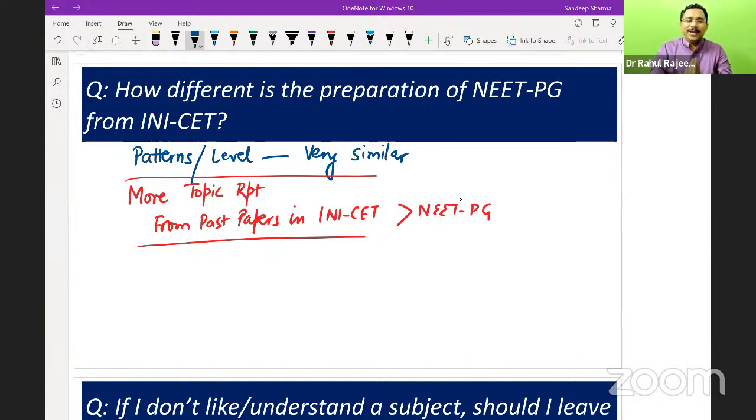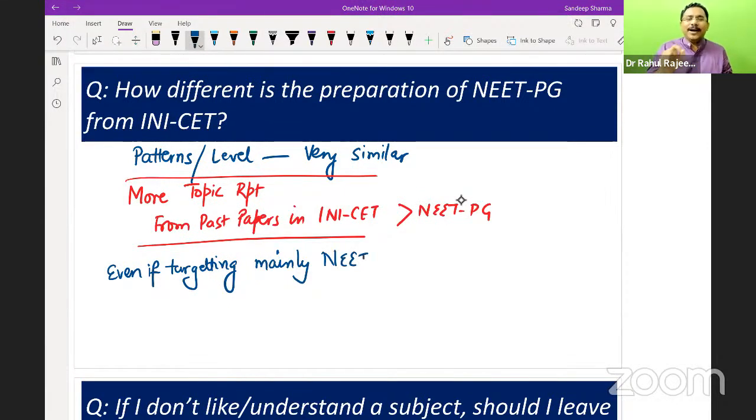But I think it's very important for every student to go through the last 3 years' question papers. Don't just start learning the last 10 years' question papers. Just take the last 3 years' question papers and see the pattern of questions. This will give you an overall idea of what sort of questions are being asked.